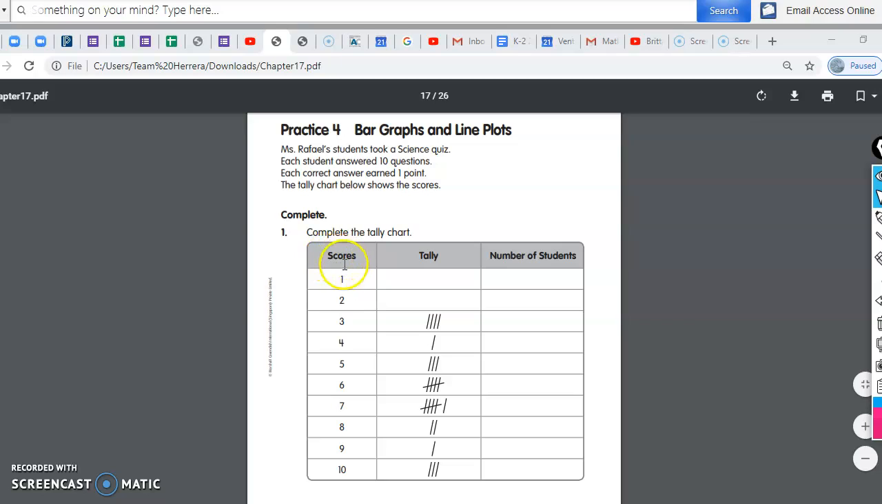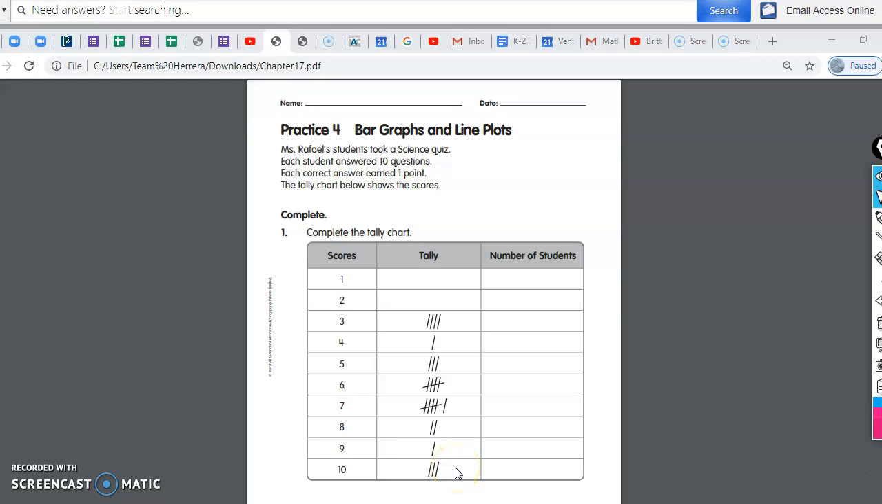Up here it says scores, so these are the different scores that were possible, 1 through 10. This is our tally column, and this tells us how many students received each of those scores by a tally mark, and here we're going to actually write the number to represent those tallies. So on score 1, no one received a score of a 1, so we're going to put a 0 here. A score of a 2, no one received a 2, so we're going to put a 0 there.